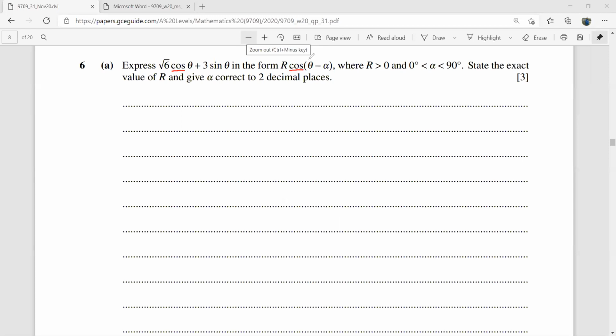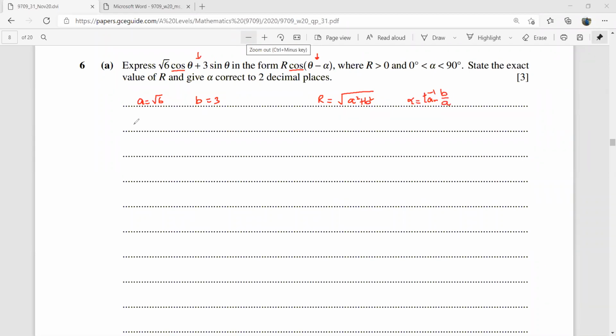And secondly, in case of cos, if there is theta minus alpha, there has to be plus between these terms here. So if this is matching, then you can simply say that your A is going to be under root 6 and your B is going to be 3. And you have the formulas for R and this alpha. R is going to be the square root of A square plus B square. And your alpha is tan inverse of B over A.